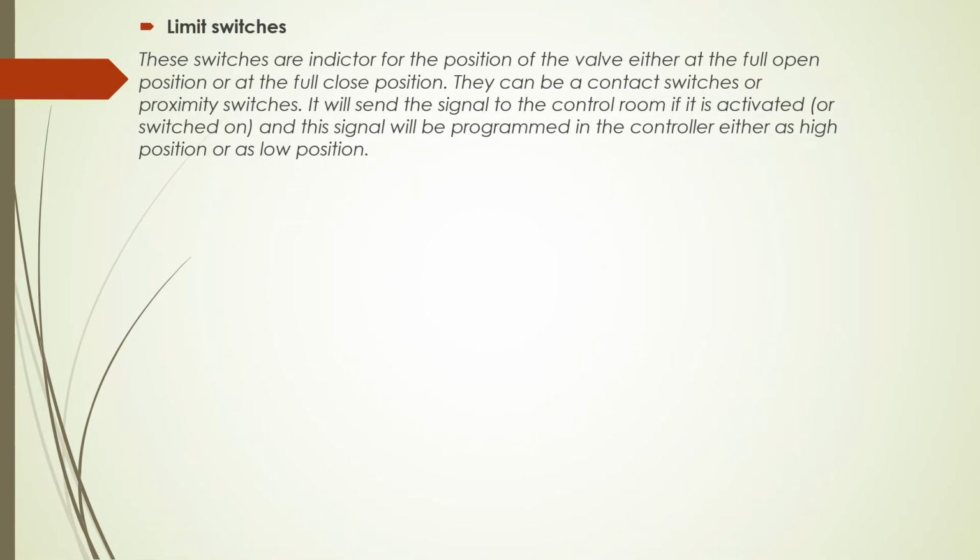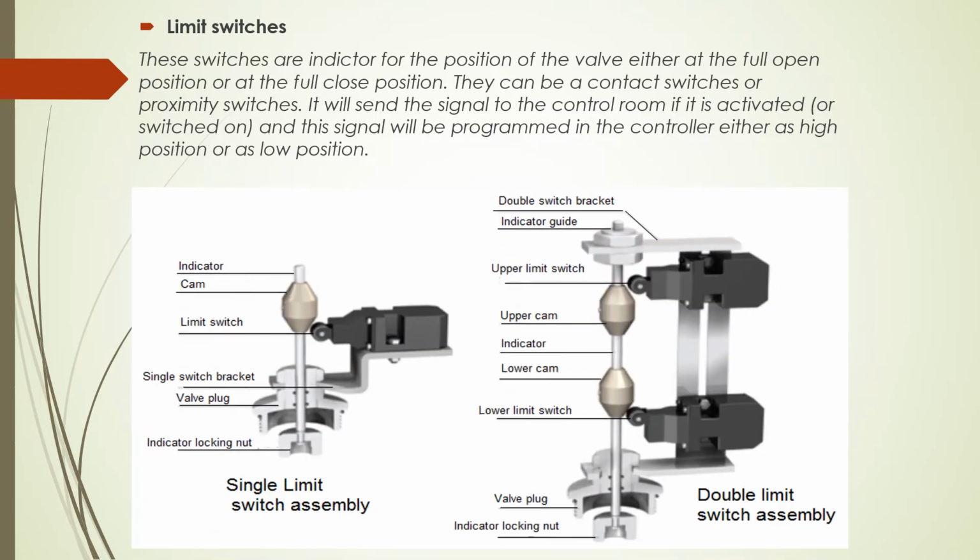There are also limit switches. Those switches indicate the position of the valve, either at full open position or at full closed position. They could be either contact switches or proximity switches. It will send the signal to the control room if it is activated, and the signal will be programmed in the controller either as a high position or as low position.